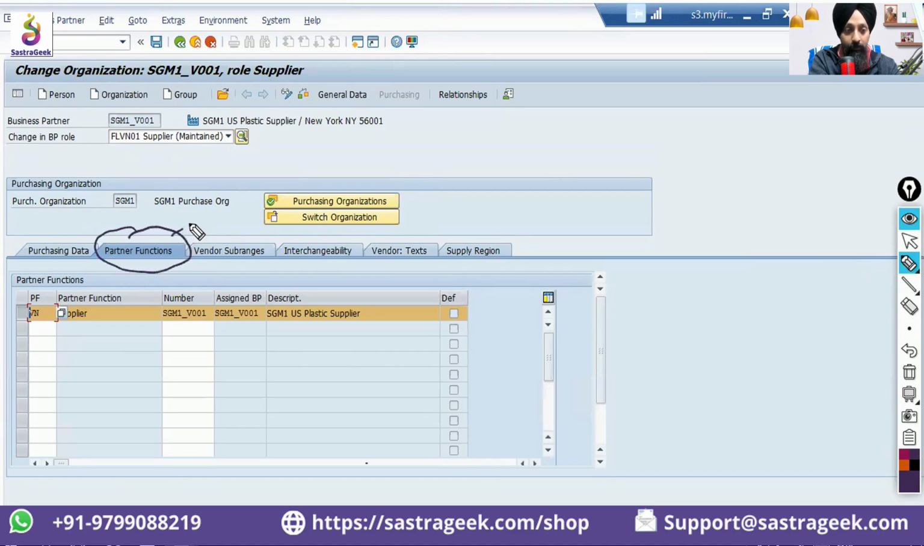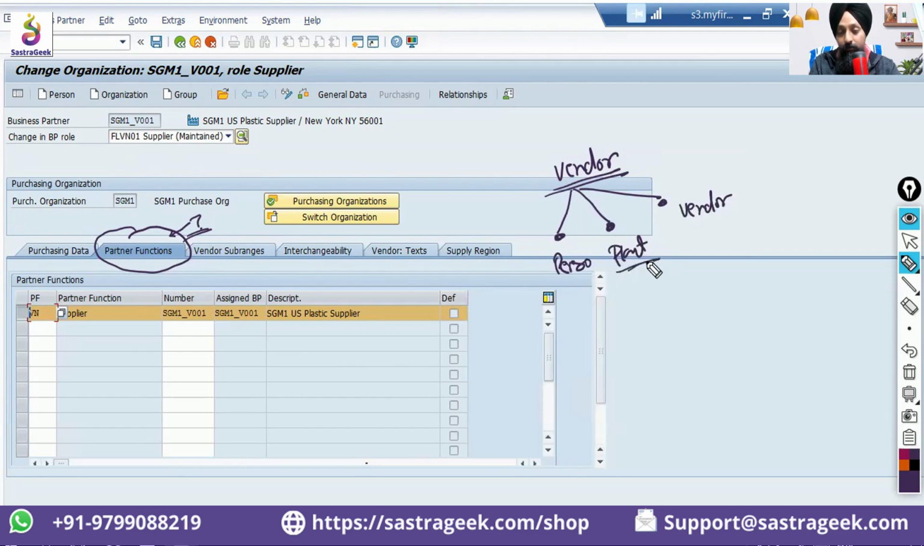So what is the meaning of partner function, and why has a partner function been created? As a lot of you have responded, if I have a vendor, that vendor can have some associated entities. It can be a person, it can be a plant, it can be a vendor's vendor, it can be a vendor's plant. It can be our employee who is responsible for the vendor. So this vendor can be associated with other partners also, which can play different roles.